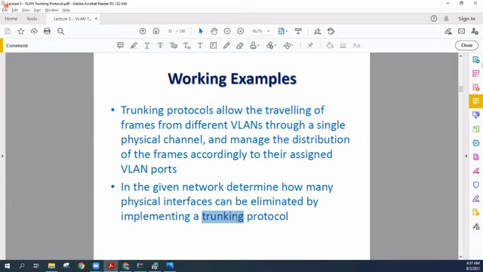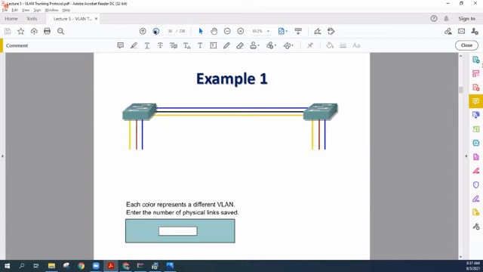When we have 2 VLANs and no trunk, we need 2 links for the 2 VLANs, and we need 4 ports for connecting them. With the introduction of a trunk, we need 1 cable and 2 ports. So the use of physical interfaces is reduced with the trunk. Yeah, there is an example for that. Here, traditionally, one link is used for each VLAN: yellow, black and blue.